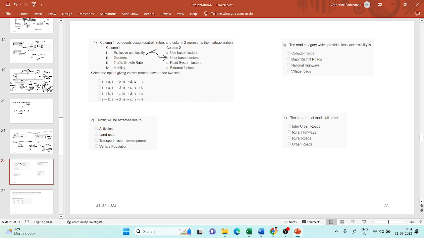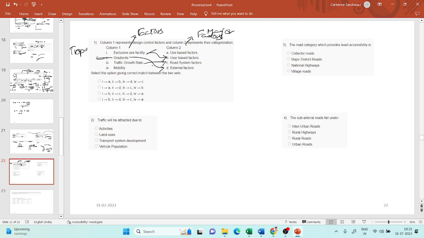Second one is gradient. Gradient is nothing but topography. We saw no cross slope and all that. So this topography comes under external factors. Traffic growth rate is related to traffic, and we saw that traffic comes under road system factors. So these are the factors we are talking about, and this is the major division under which each factor falls.